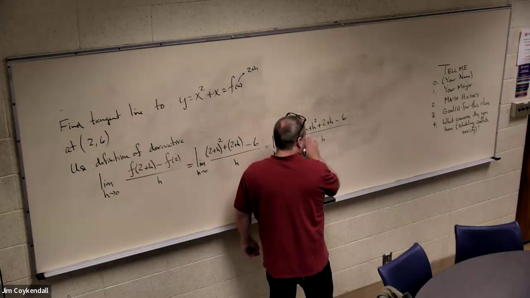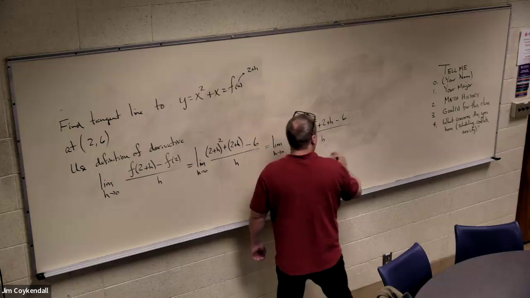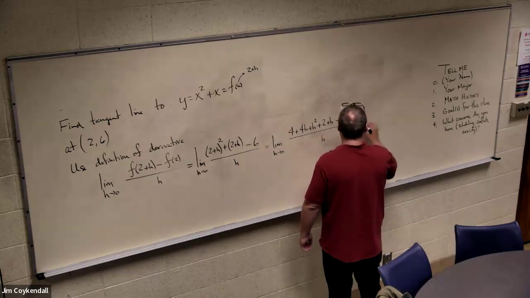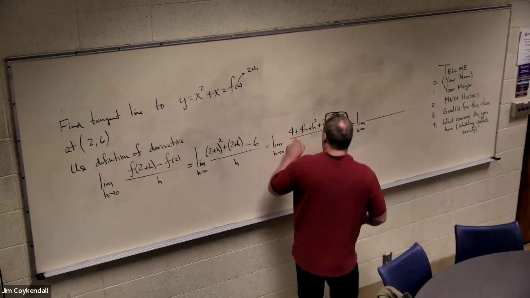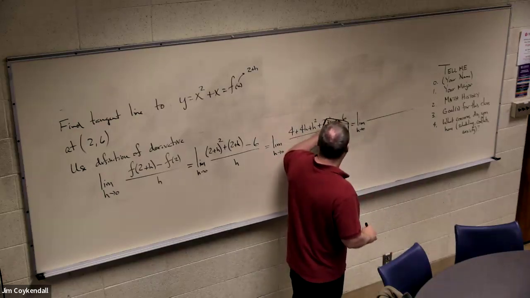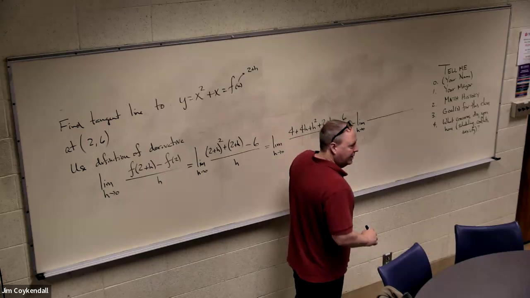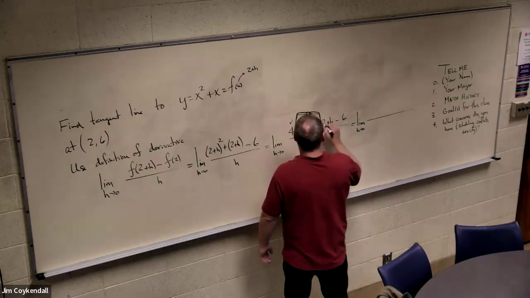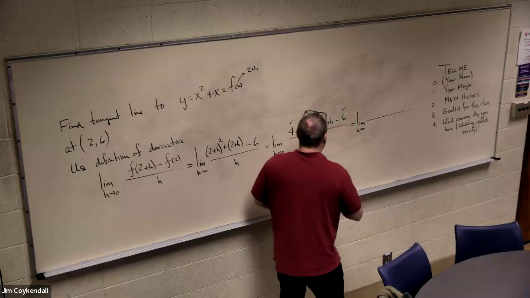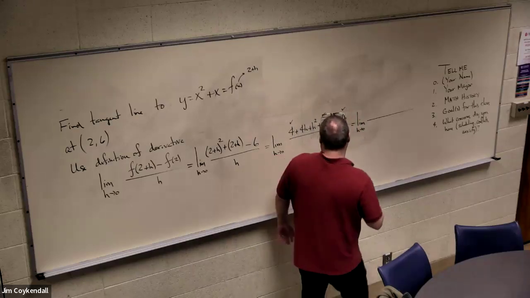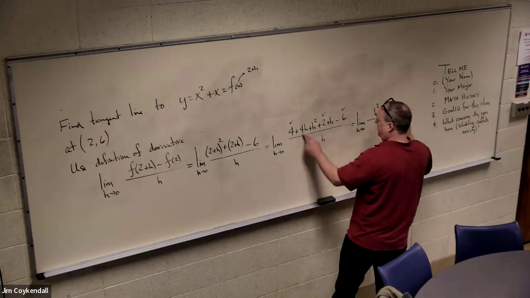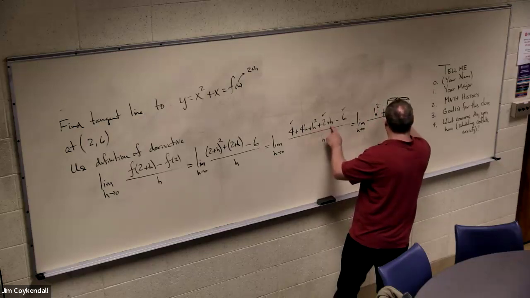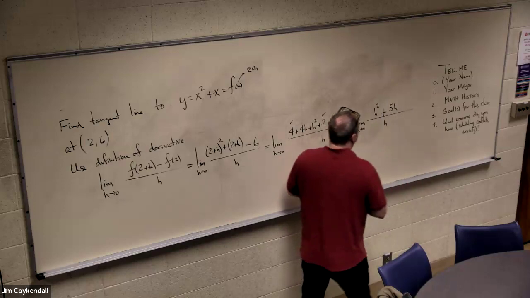Now notice this is a mess. I'm cleaning it up. 4 and 2 minus 6 is 0. That's convenient, and actually, that's kind of a hint to me that I've done something right. What am I left with? H squared plus 4h and 1h is 5h, over h.